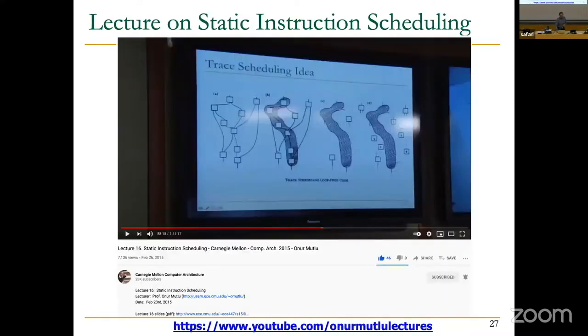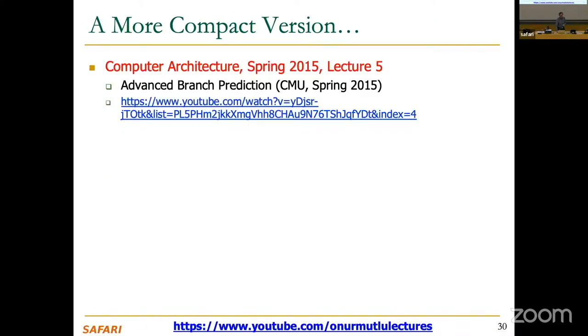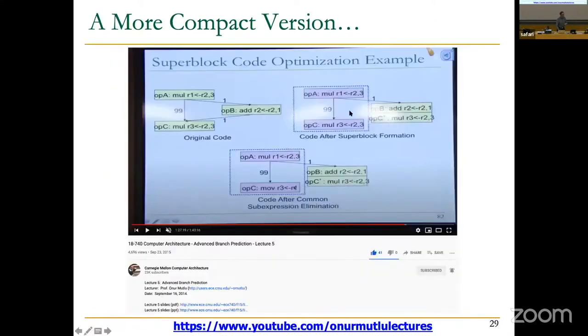Okay, there's a lot more on static instruction scheduling that we're not going to cover. I'll refer you to these. But you can see that this example has, let's say, stood the test of time. I think this is the best example. If you come up with a better example for the benefit of forming larger blocks, please let me know.